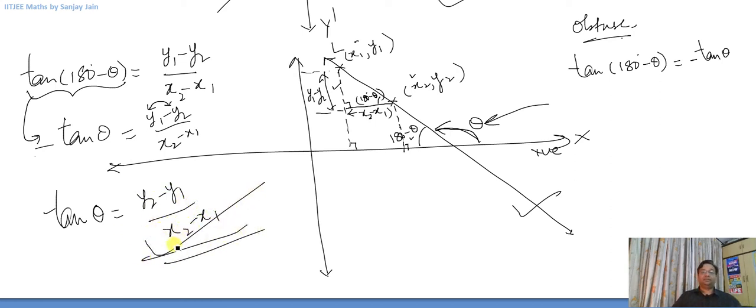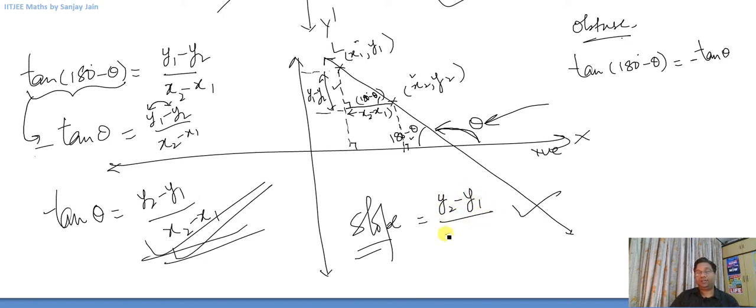This is the same expression that we got for tan theta when theta was acute, when the line was making an acute angle of inclination. All right, so slope of a line when 2 points on the line are given is equal to difference of ordinates divided by difference of abscissa. So this is the slope of this line.